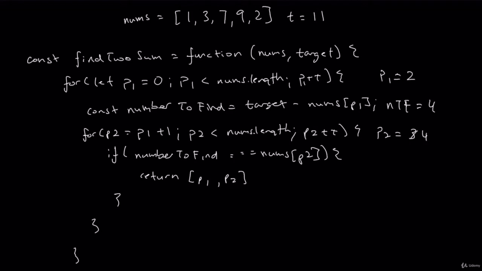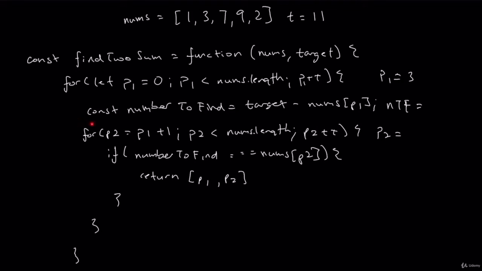Once again, we do this check again. Is 4 equal to nums at P2 of 4, which is 2? 4 is not equal to 2, so once again, we increment P2. 5 is now, once again, no longer smaller than nums.length, which is 5. So that means that we've hit the end of this for loop, and we reinitialize these values, and P1 is going to increment. So now P1 is going to increment to 3.